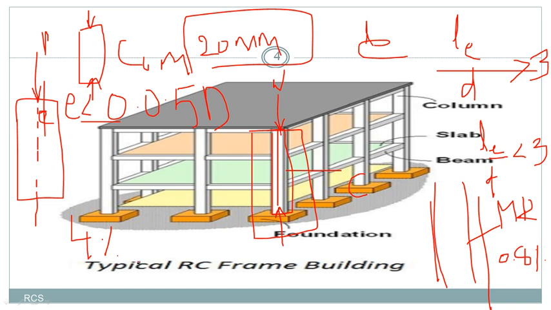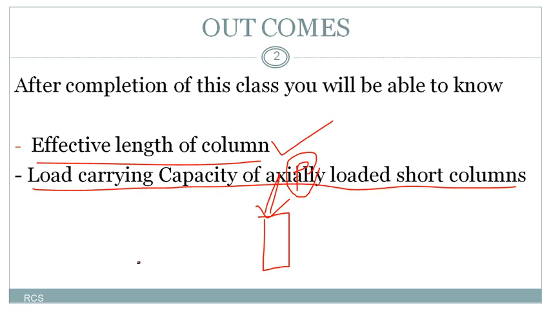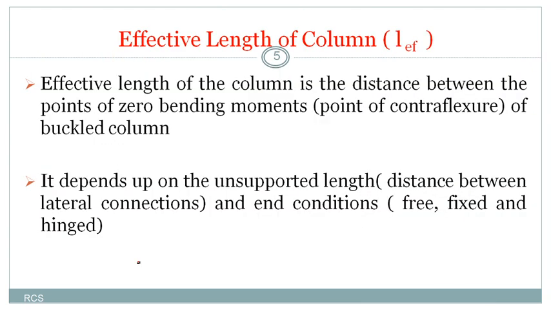In today's class, we discuss in detail the effective length of the column. What do you mean by effective length of the column? The definition of the effective length of the column is the distance between points of zero bending moment.